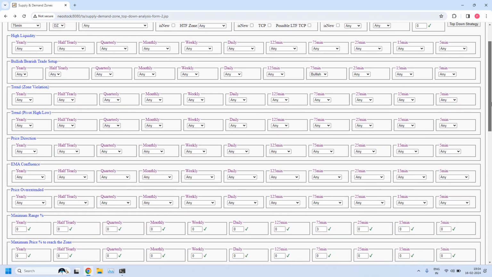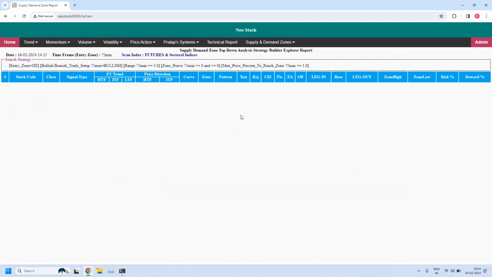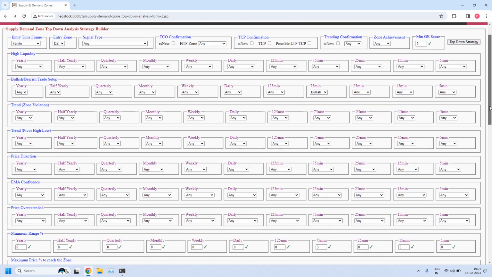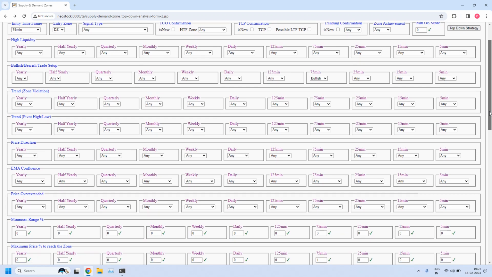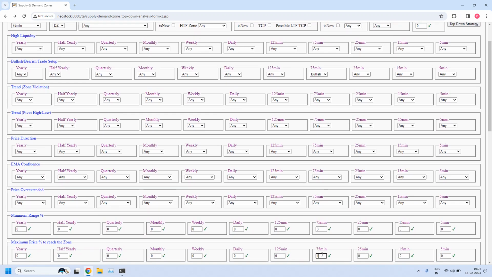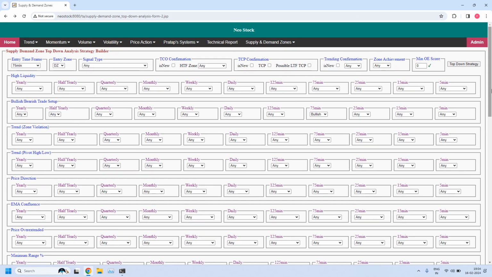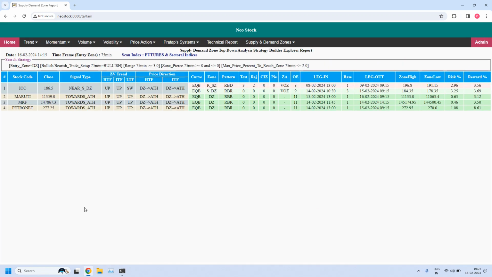For that, in the maximum price percent to reach the zone, I am setting on 75 minutes the value as 1, within 1% to the 75 minutes demand zone. No stocks are there within 1%. What about within 2%? Now I am changing 1% to 2% maximum price to reach the zone. Now these 4 stocks are filtered. And IOC is moving towards the 75 minutes demand zone. And this is a high liquidity demand zone. And moreover, it is a fresh zone.